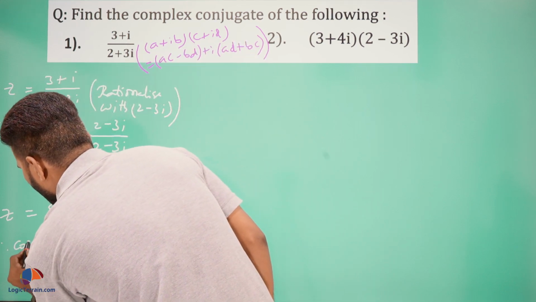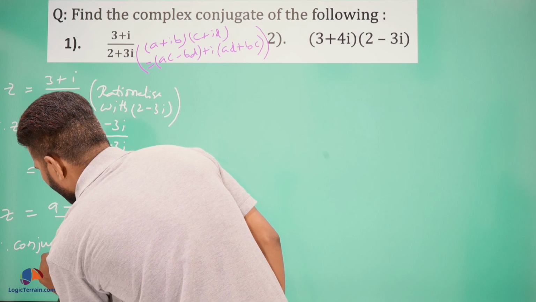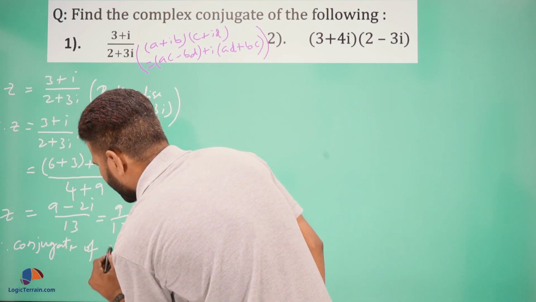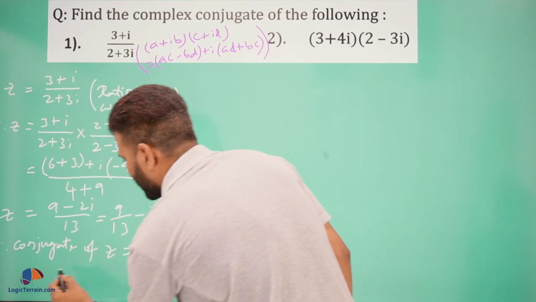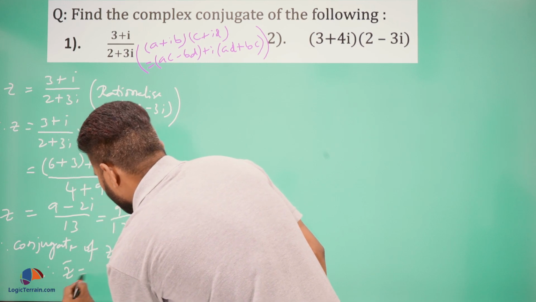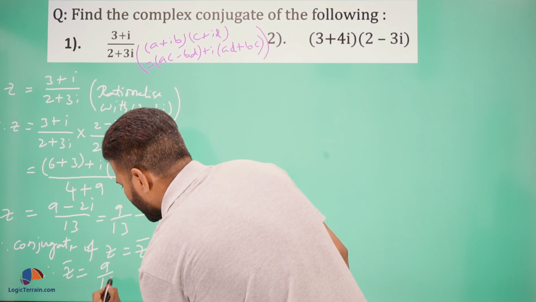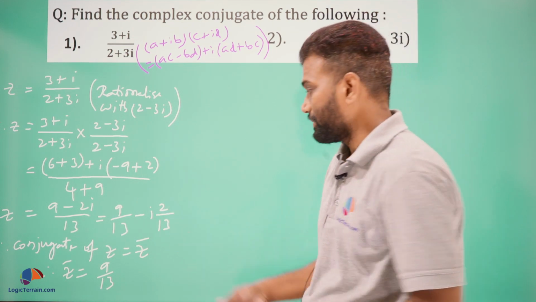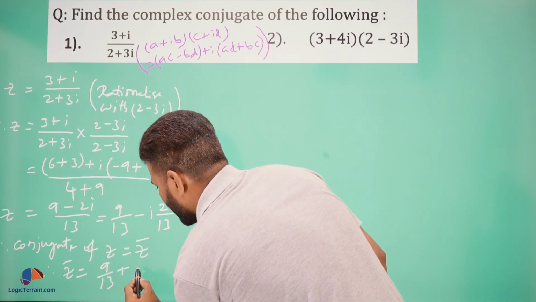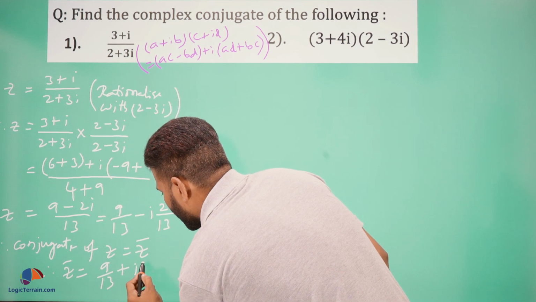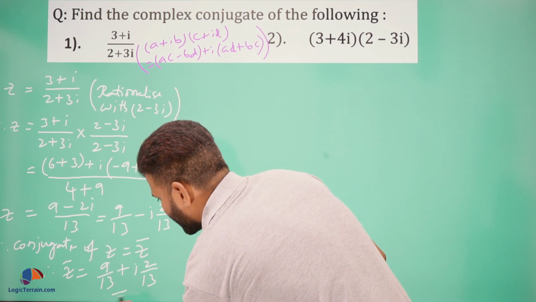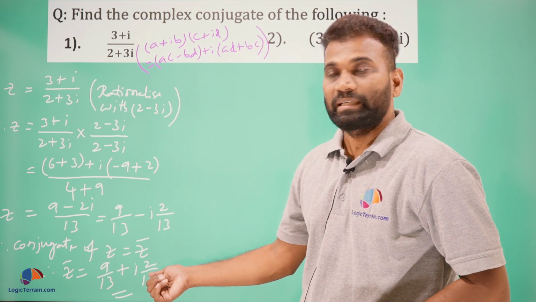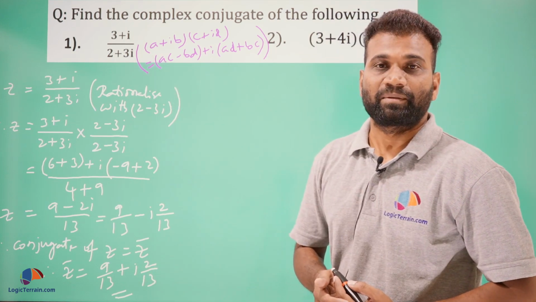Therefore the conjugate of z is z bar. Therefore z bar equals 9 upon 13. We have to change the sign of the imaginary part, so negative of negative is positive, i into 2 upon 13. This is our required conjugate of the given complex number.